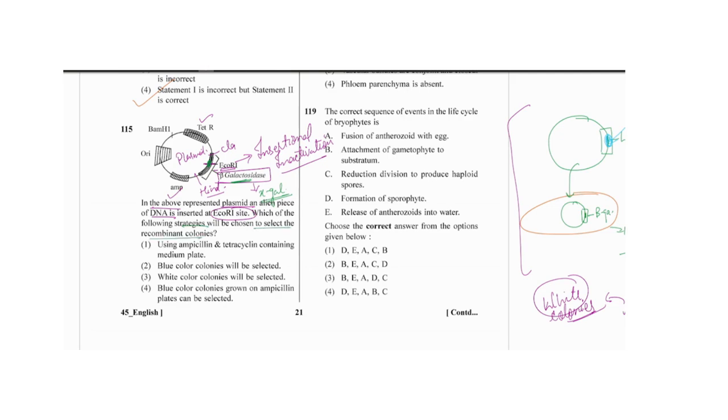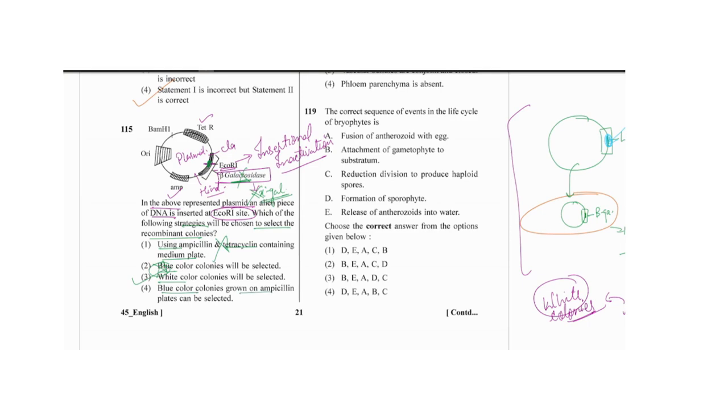If the colonies become recombinant, because of the recombination, what will happen? Beta galactosidase will not be synthesized and it will not interact with the X-gal. Okay, so no interaction will be there, and because of no interaction, there will be no blue color colonies. They are saying using ampicillin and tetracycline containing media plate, no. Blue color colonies will not be produced. White color colonies, yes, it will select.